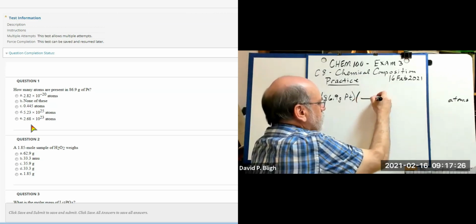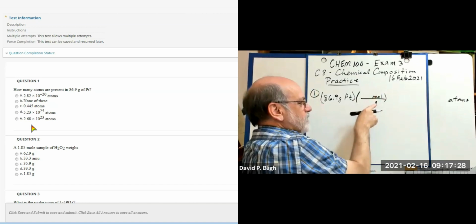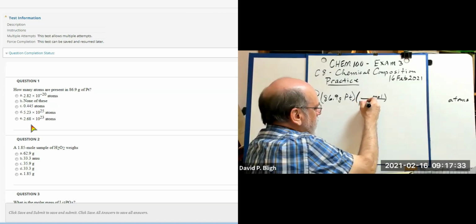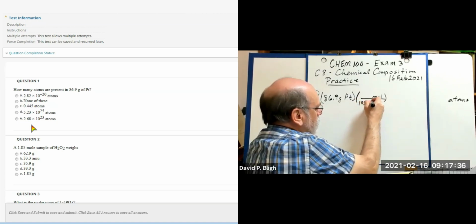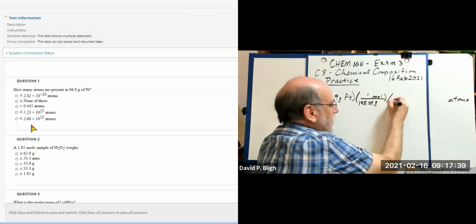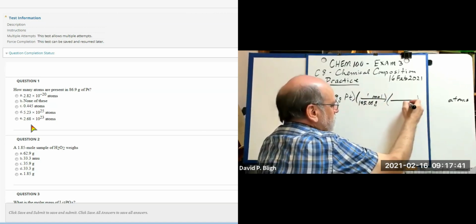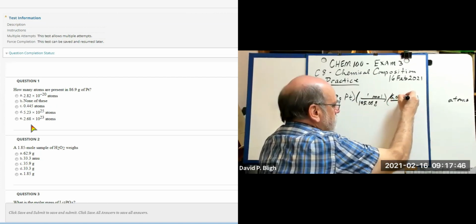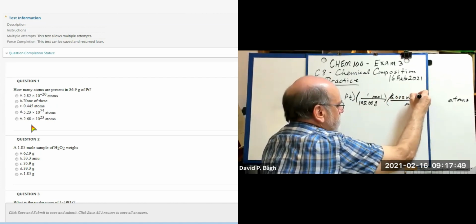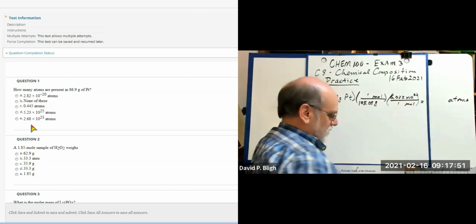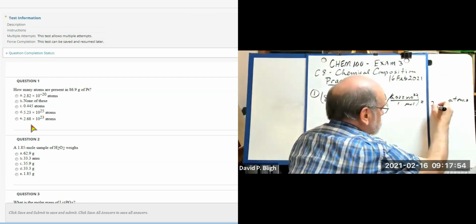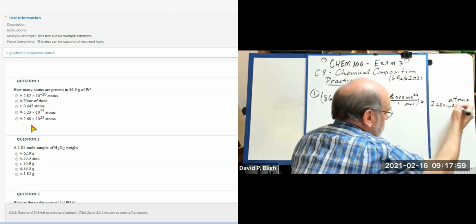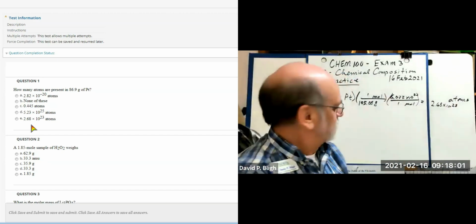So we're going to go first grams to moles. So that's a counting number. That's a mass. And you need 195.08 to give you moles. Now we can go to atoms with moles and Avogadro's number. Like that. And that gives you 2.68 times 10 to the 23rd. Right? And that's E.